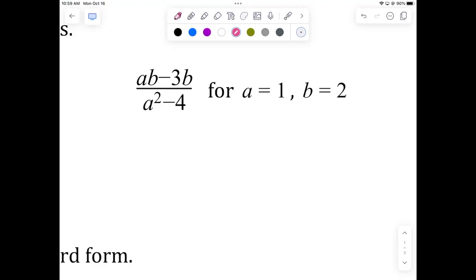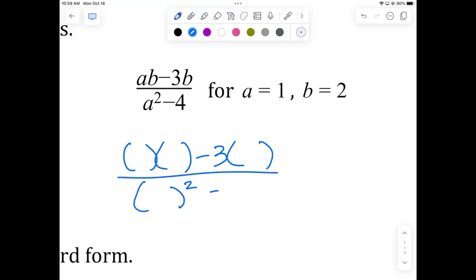Whoa, look at this. AB minus 3b over a squared minus 4. Evaluate it when a is 1 and b is 2. Okay, my first step is replacing all the variables with parentheses. So parenthesis, parenthesis, minus 3, parenthesis, all over, parentheses squared, minus 4. It's kind of fun to do it that way, and you're guaranteeing that you're not messing up, okay?